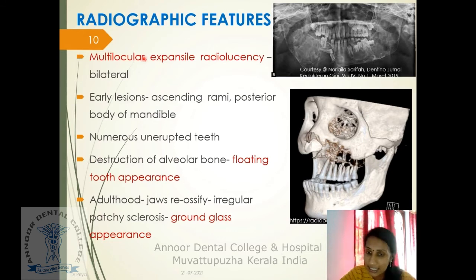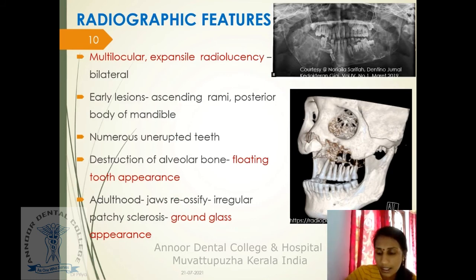It's basically a cystic lesion. So because of that, you have a multilocular expansile radiolucency. Now if you observe here, this is what you're seeing: a lot of cystic spaces, a lot of multilocular areas, which is radiolucent. And unerupted teeth is going to be present. There is destruction of alveolar bone, giving an appearance of floating tooth. And by adulthood, it becomes ground glass appearance because there is regression of the lesion and the jaws will start to reossify, forming patchy deposits of bone. So that will give you this appearance.